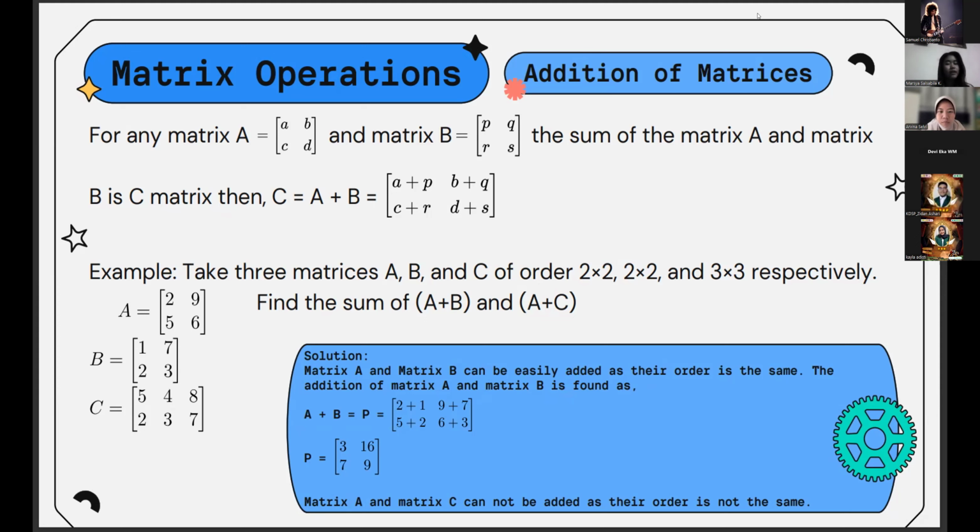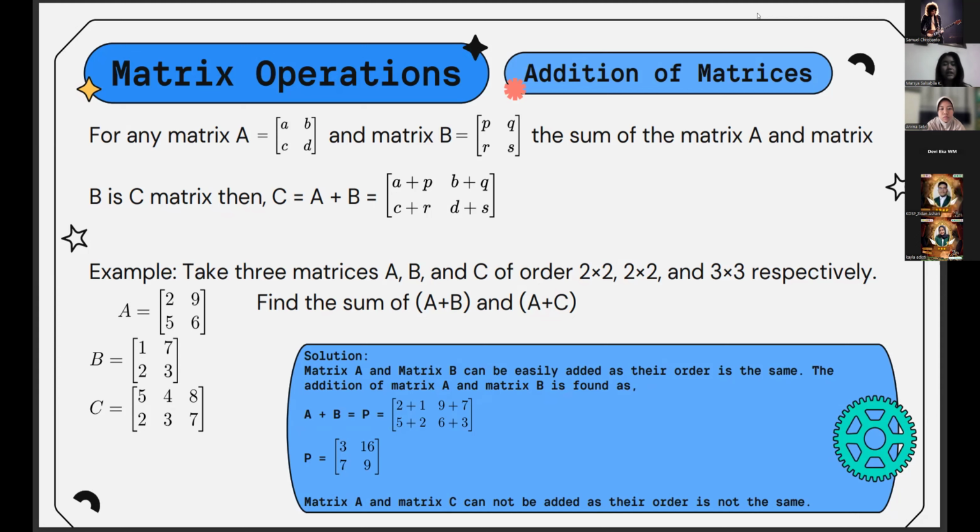For the example, take three matrices A, B, and C of order 2 by 2, 2 by 2, and 3 by 3, respectively. The exercise is to find the sum of A plus B and A plus C. A is 2, 9, 5, 6. B is 1, 7, 2, 3. C is 5, 4, 8, 2, 3, 7.